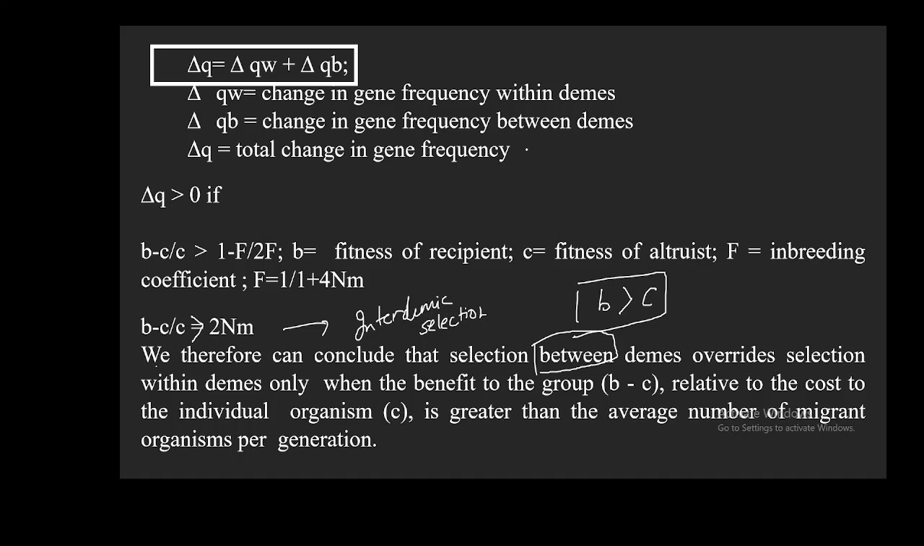So you need to remember this formula: B minus C by C should be higher than 2Nm. And what is N? N is the number of migrant organisms per generation, because whenever there is migration, only then there is going to be a subdivided population, you can see.